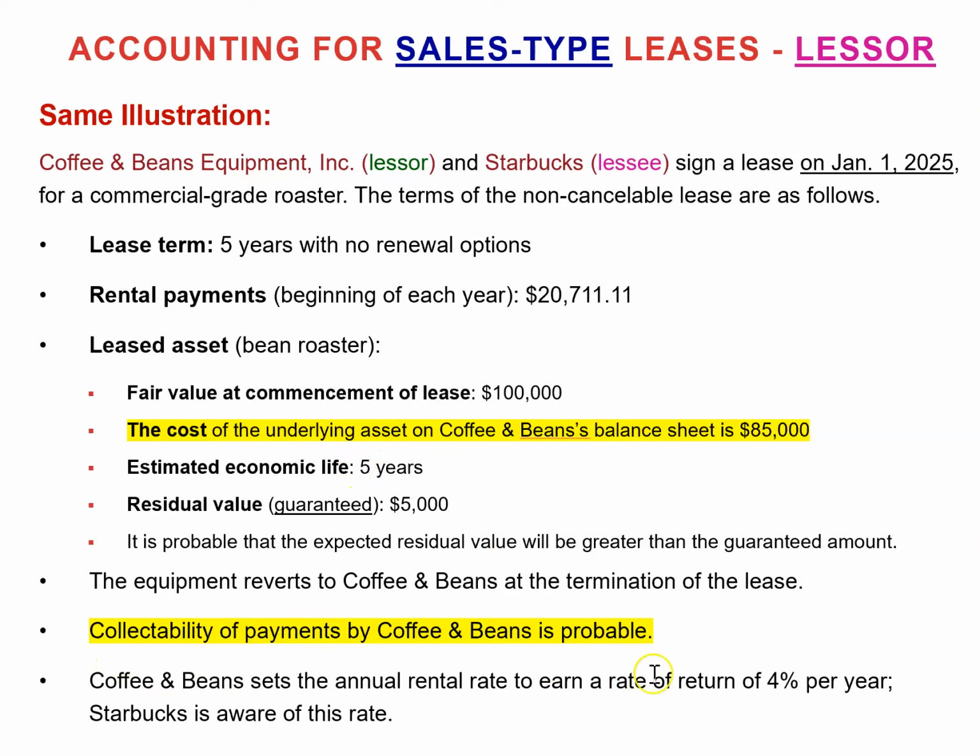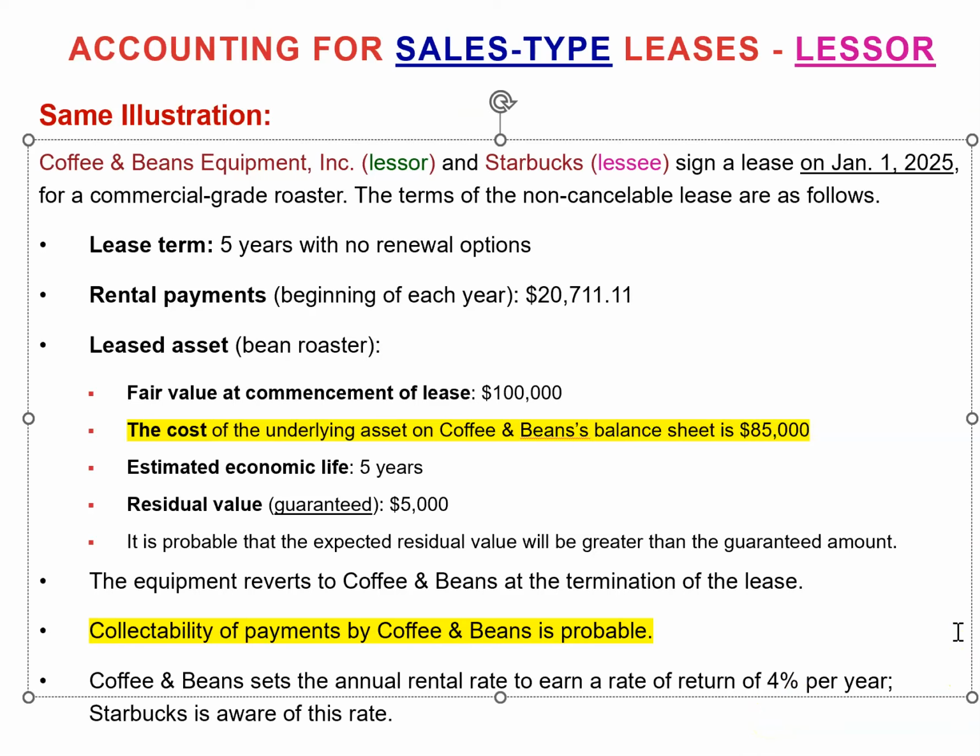Now here is a little more information. It is important that collectibility of payments by Coffee and Beans is probable. You learned this in revenue recognition, so it's one of the conditions that you make sure that you will be able to collect all those lease payments from your lessee. And then we will use the same rate of return.